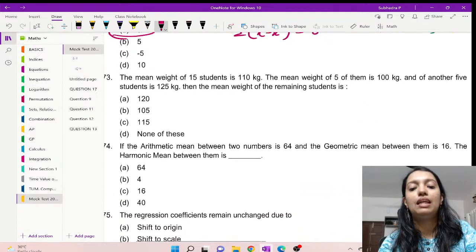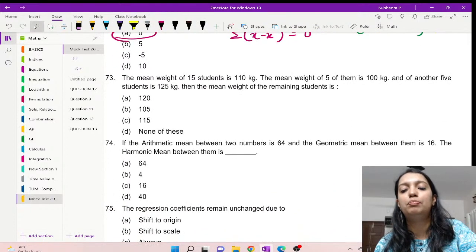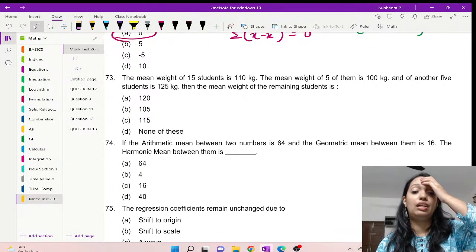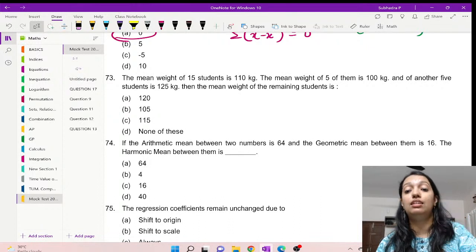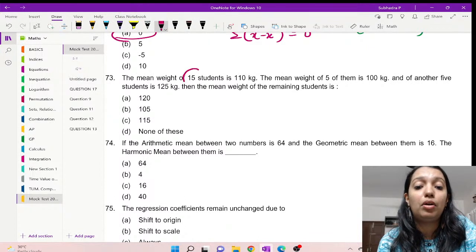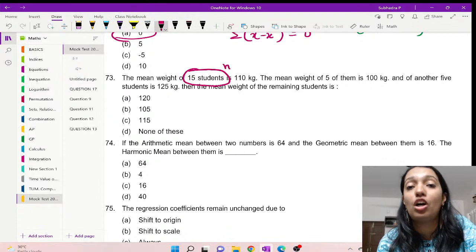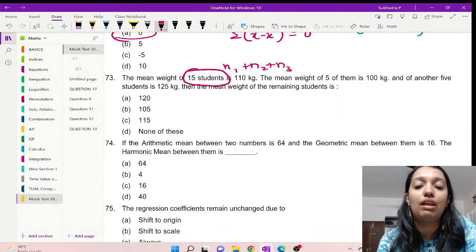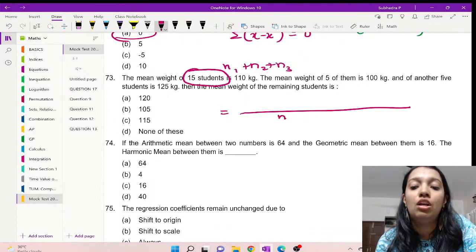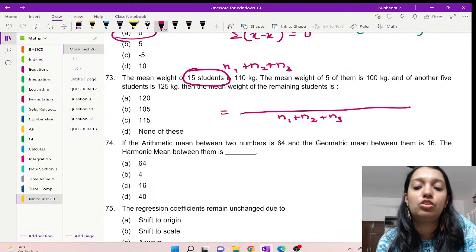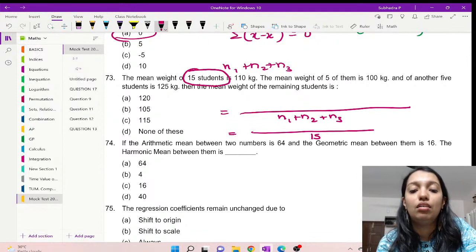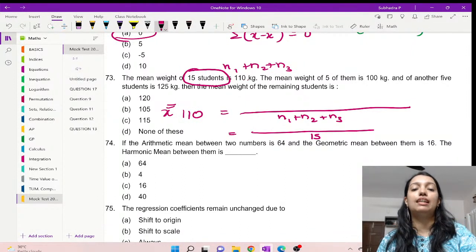Next, the mean height of 15 students is 110, the mean weight of 5 students is 100, and another 5 students is 125 kg. Then the mean weight of the remaining is dash. They have given the total number of students as 15. This is what students make a mistake on. This is N1 plus N2 plus N3. In the denominator you have to take a total of 15 students. N X double bar, the combined arithmetic mean, is given as 110.